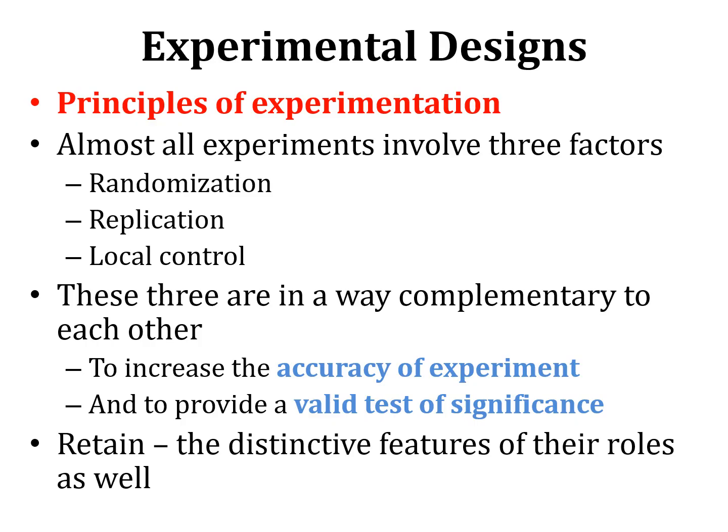And they also retain the distinctive features of their own roles as well, right? So their roles are complementary to each other, as well as they have their distinctive roles. So these are the three basic principles of experimentation, and now we are going to see these principles one by one.